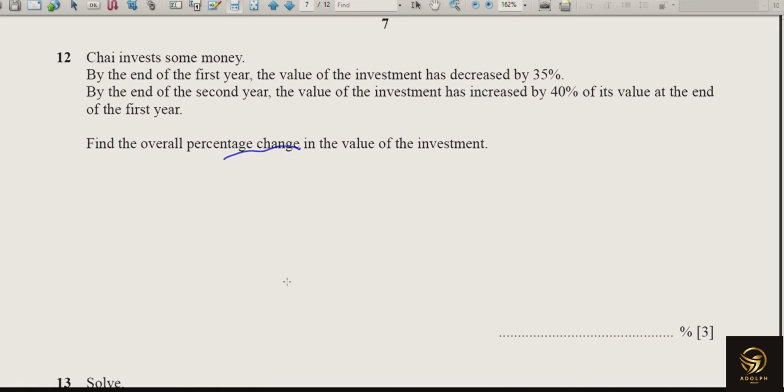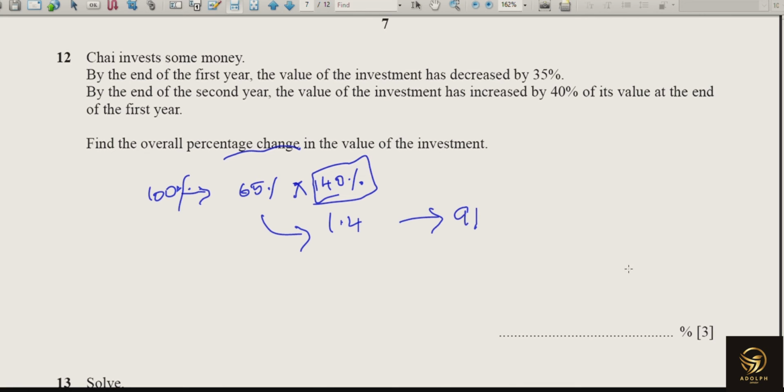So first year it is decreased by 35. We can take the first year as 100, then it is getting reduced by 35. It will become 65%. Next year it has increased 40%. So if it is increasing by 40%, the actual value is becoming 140%. So this value I should multiply by 140%, or I can replace it by 1.4. If I do this, I'm getting that the second year value is 91%.